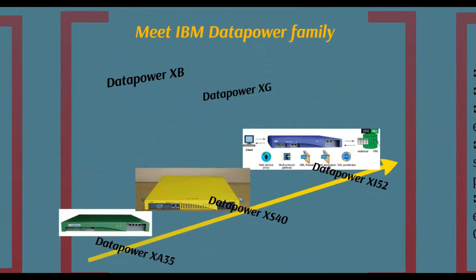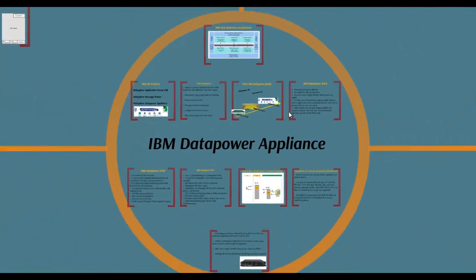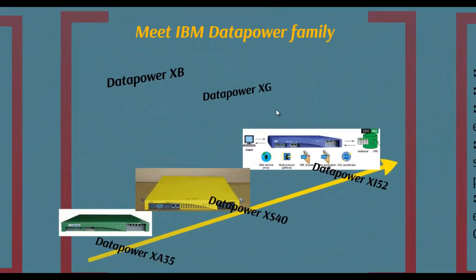So I will go ahead and introduce the IBM DataPower product family, and this chart basically depicts the overall family of the DataPower. At the bottom you can see that there is a DataPower XA35 appliance. This is a green color appliance. XA stands for XML acceleration. It was built because people needed XML processing at near wire speed.